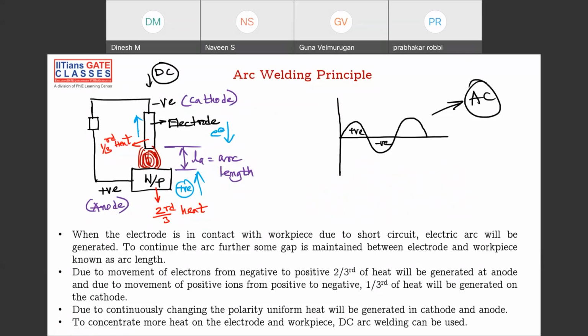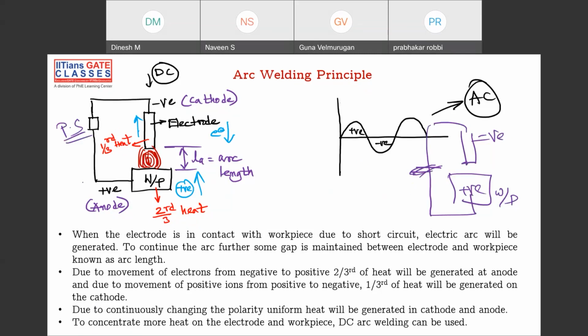So if you are giving straight polarity, as they say, that means the workpiece is positive and the electrode is negative. You have this kind of circuit. This is your power supply, where voltage and current, everything is set. Now, every time, please remember, electrons will flow from the negative terminal to the positive terminal.